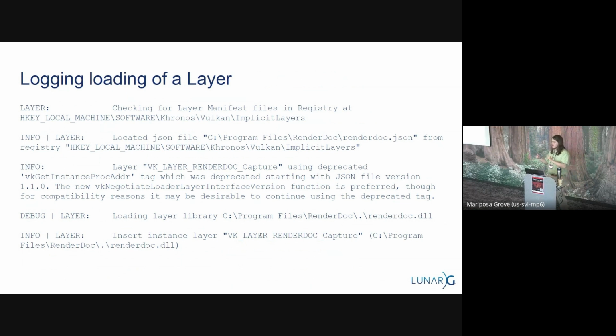The third one is, oh, here's something interesting about the JSON manifest. And oftentimes deprecation notices are mostly for the layer developers. So if you're an application developer, you can mostly ignore it. It probably is fine. But moving on, then we have the, oh, okay, the loader is now loading the renderdoc.dll. This is the process of opening the binary. And lastly, we have it, okay, I'm inserting it into the instance. That is, I'm calling down the create instance chain and getting things set up for the application.